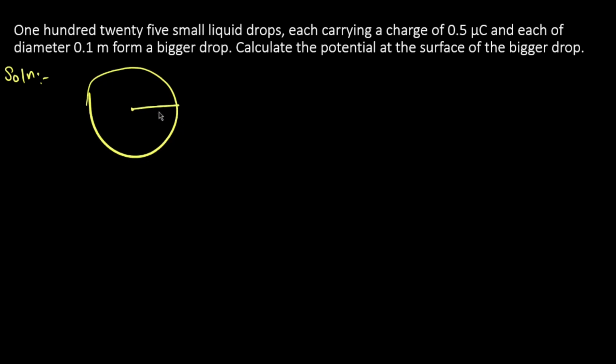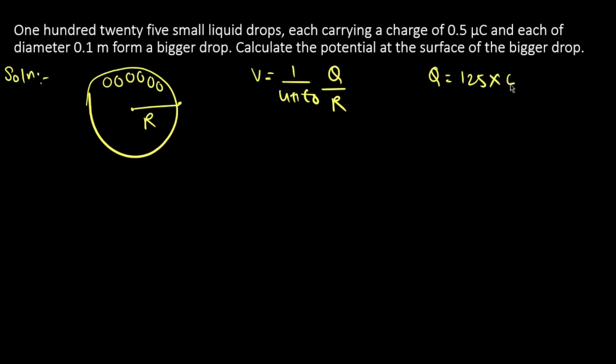Let's take the radius of the bigger drop as capital R, made of small droplets each having a charge of 0.5 microcoulomb, and we need to find out the potential at the surface of this bigger drop. So the formula for potential is V equals 1 upon 4 pi epsilon naught Q upon R. So this Q is the total charge of the bigger drop. Now the total charge of the bigger drop will be the sum of all the charges of the smaller drops, that is 125 into the charge on one drop, that is 0.5 into 10 raised to minus 6 coulomb.